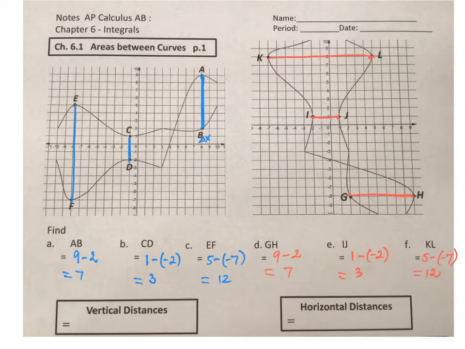Now, each thin rectangle is going to be the horizontal distance times the change in y. So we call it dy or delta y. So let's write over here, delta x is also dx. To get the vertical distances, we take the top function minus the bottom function. To get the horizontal distances, we take the right function and subtract the left function.